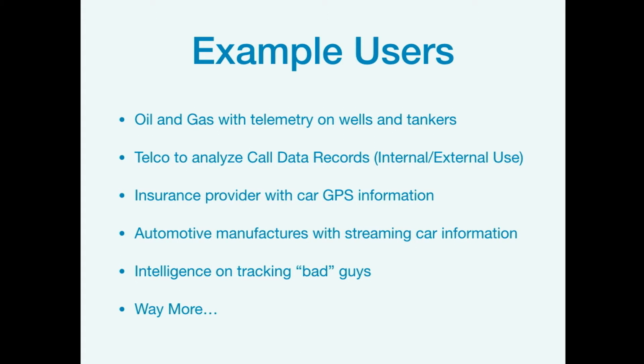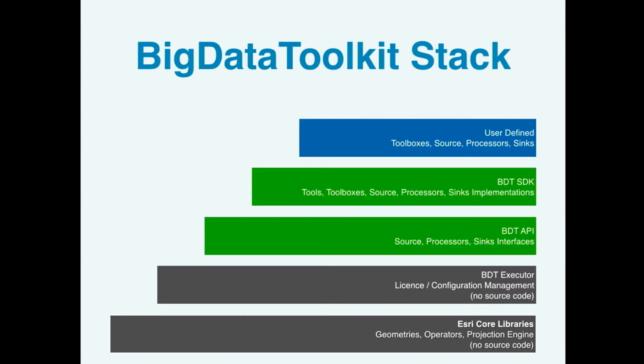Insurance companies are now starting to put this little OBD right into the car. I don't know if you know that, but they do a lot of that. Car manufacturers are not interested in pushing out telemetry, but they're interested in car-to-car navigation, which is very interesting. Of course, in intelligence, we've been doing a lot of work to track bad guys, and there are more scenarios coming in here.